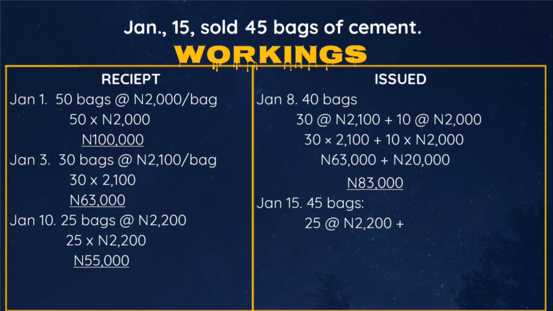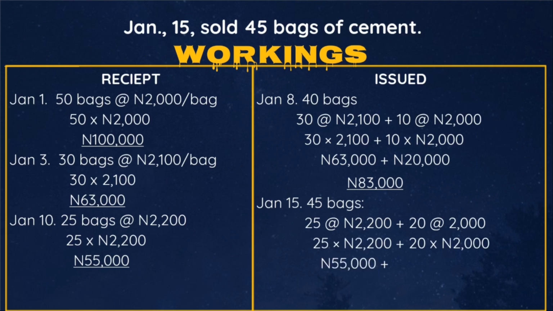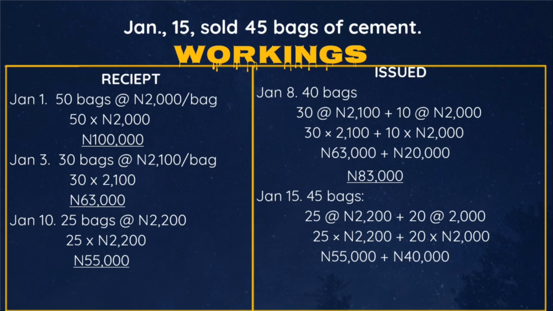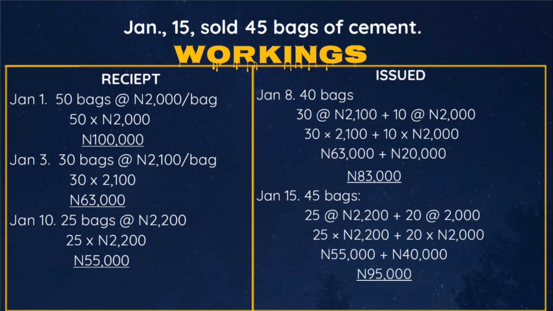So from that one, we are going to remove 20 bags of cement at how much? 2,000 naira, which means that will be 20 bags of cement at 2,000 naira. So 25 bags of cement at 2,200 will be 25 times 2,200. 20 bags at 2,000 naira will be 20 times 2,000 naira. 25 times 2,200 will give us 55,000 naira. 20 times 2,000 naira will give us 40,000 naira. 55,000 naira plus 40,000 naira will be 95,000 naira. Now we have 45 bags of cement at 2,200 and 2,000, where the value is 95,000 naira.